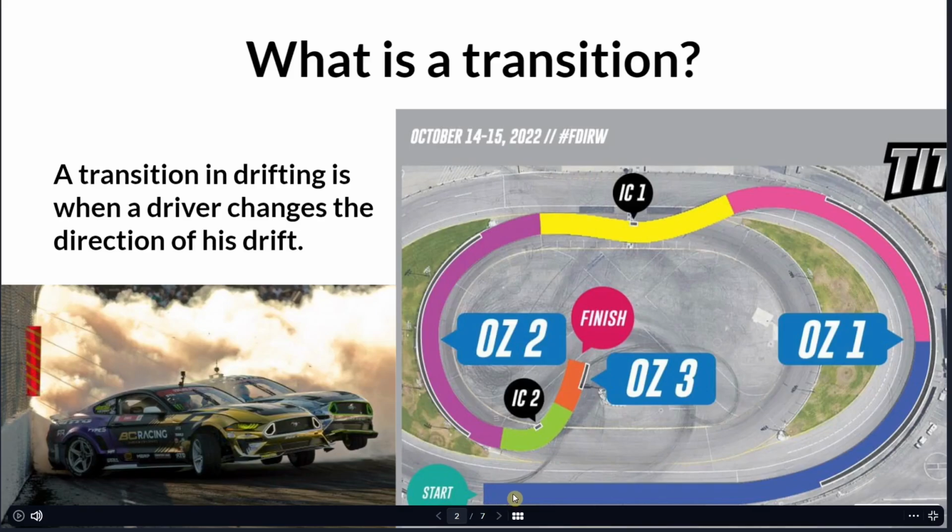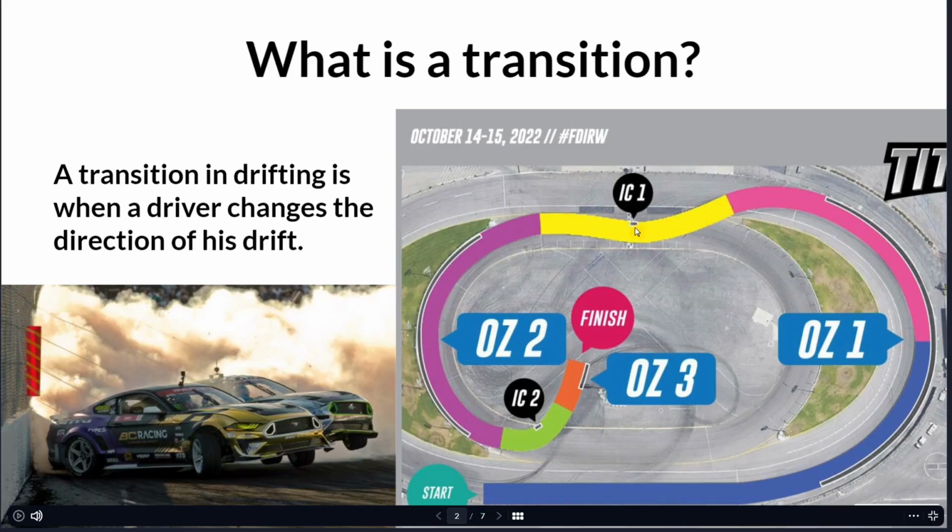This is our start. So we'd launch the car, we would initiate the drift, and we'd go to outer zone 1 out here. Then we would transition. We would change the direction of our drift. Basically, we would go from drifting towards the left to drifting towards the right. So we transition here. That's what it is.